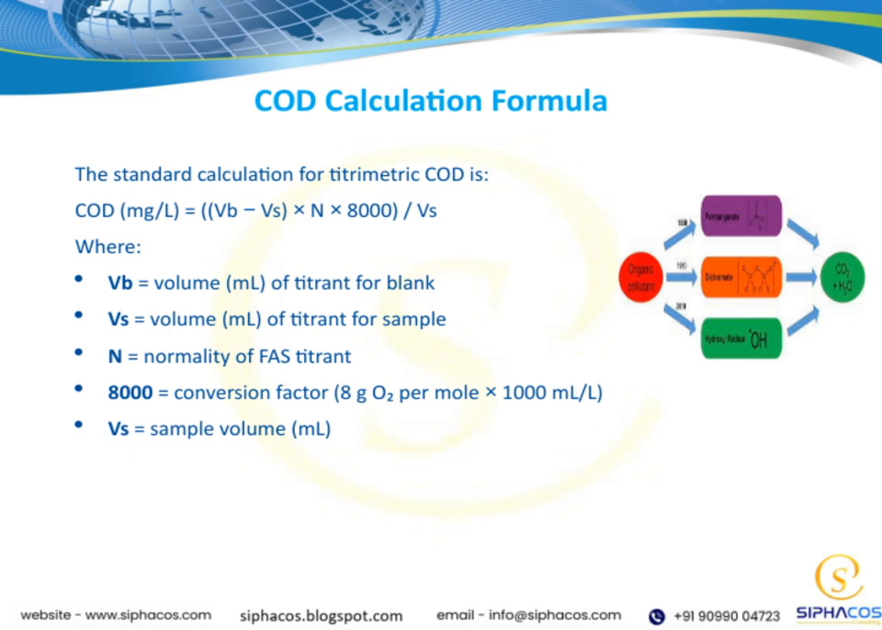Vs is the volume of titrant used for the actual sample. N is the normality of the FAS titrant, which tells us how reactive it is. And finally, Vs is the volume of the sample itself, also in milliliters. By plugging these values into the formula, we can accurately determine the amount of oxygen demand in the sample, which is crucial for assessing water quality. This formula ties back to our overall theme of understanding how to measure and interpret water contaminants effectively.